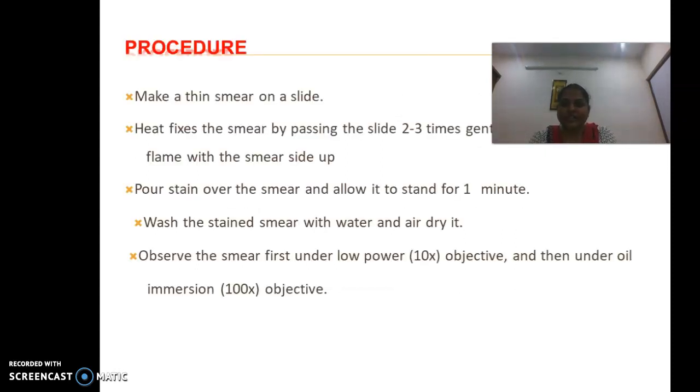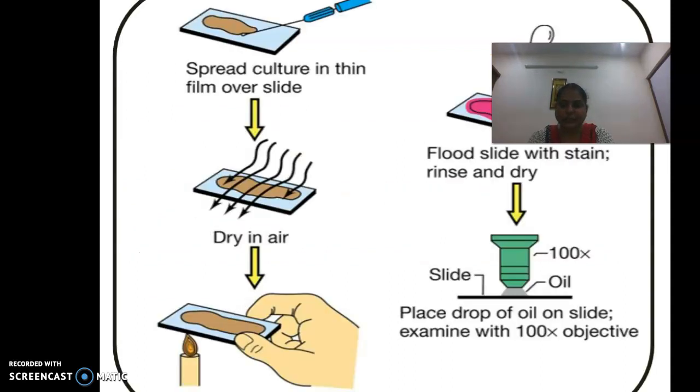So what is the procedure in case of simple staining? We prepare a thin smear on a slide and heat fix the smear by passing it 2 to 3 times gently over the flame of a Bunsen burner. Then we add the stain onto the smear and allow it to stand for 1 minute. Wash the stained smear with water, air dry it, and observe it under the oil immersion lens.